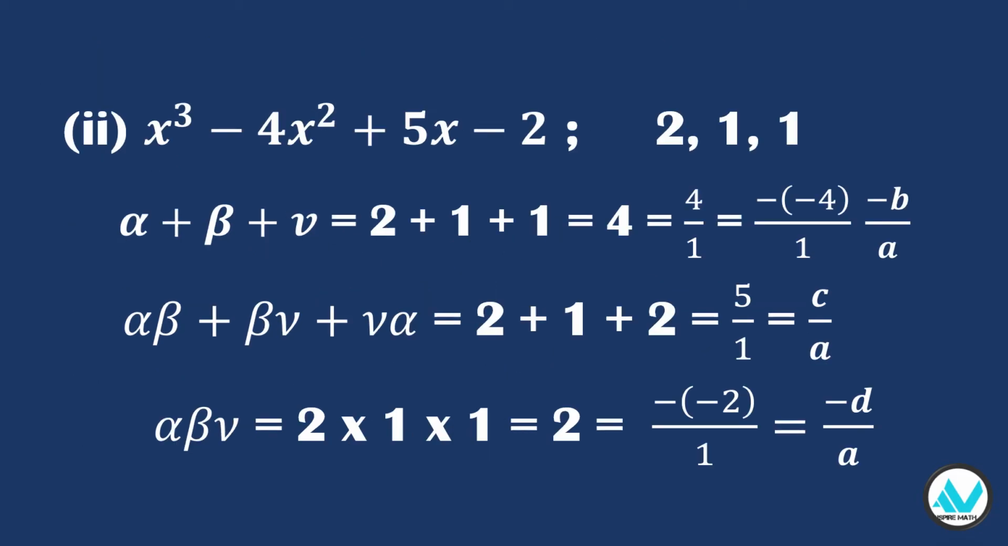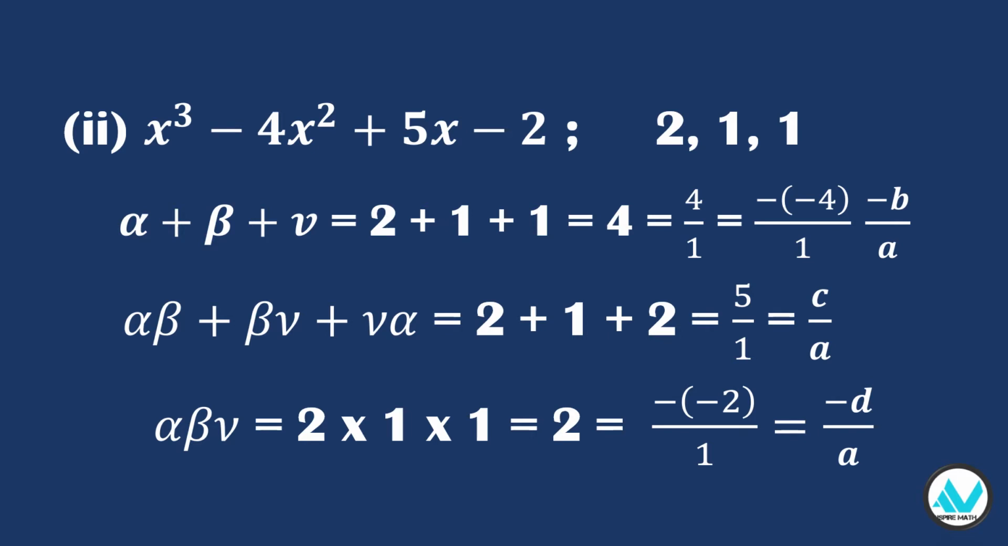Now let us see the next sum of the same type. He has given me the sum as x cube minus 4x square plus 5x minus 2. Now this is of the form ax cube plus bx square plus cx plus d. Now where a equal to 1, b equal to minus 4, c equal to 5 and d equal to minus 2. Now let's take the alpha to be 2, beta as 1 and gamma as 1.